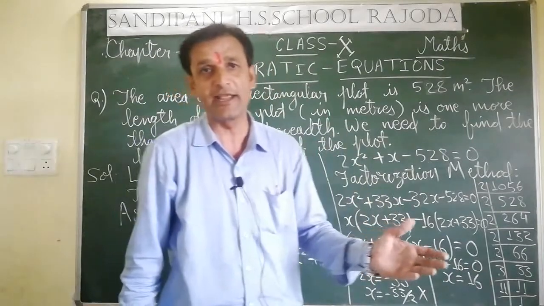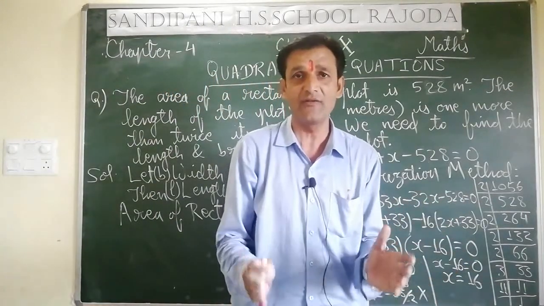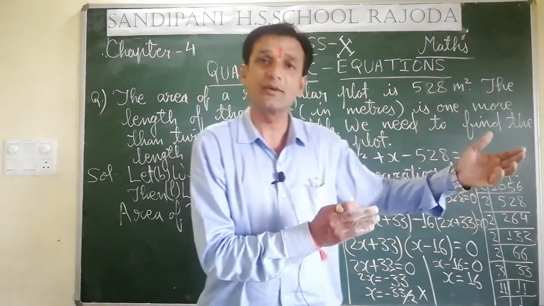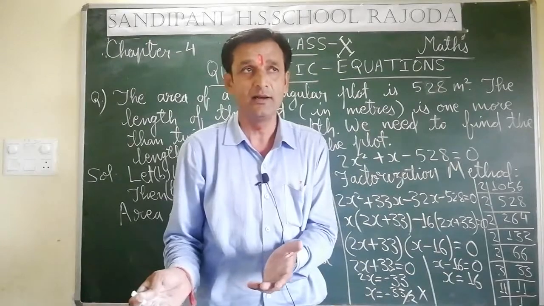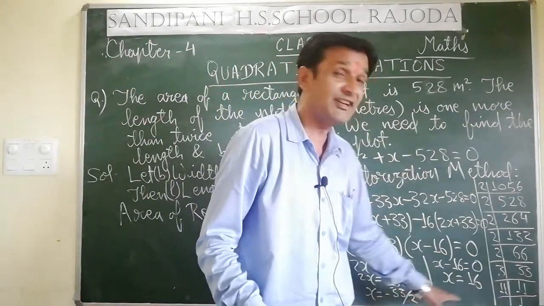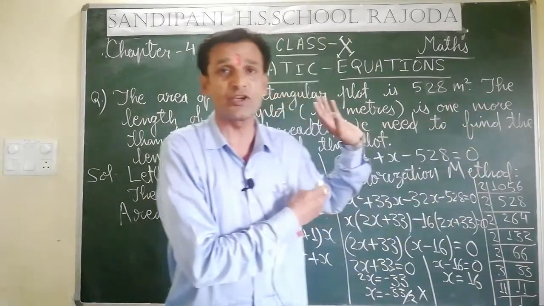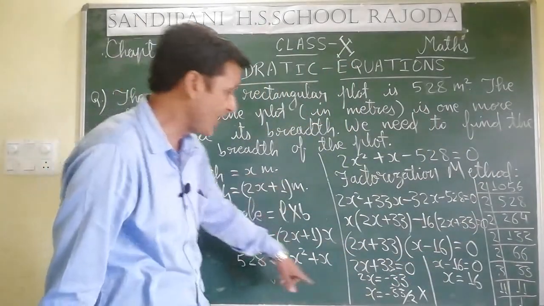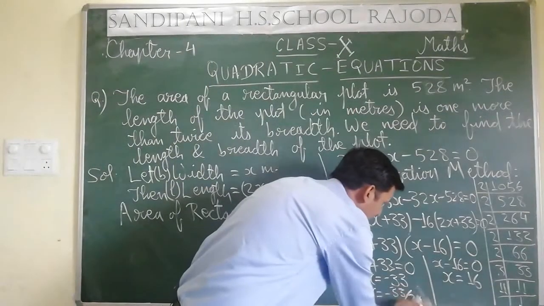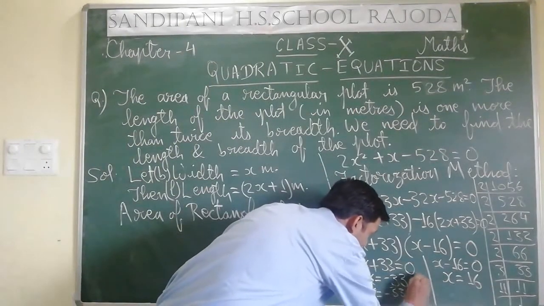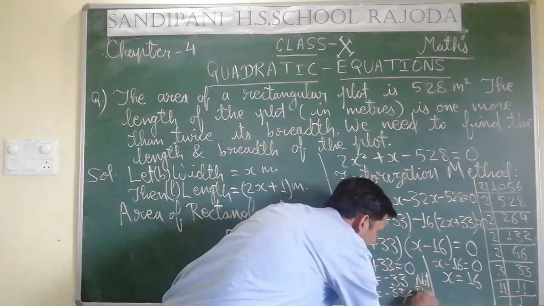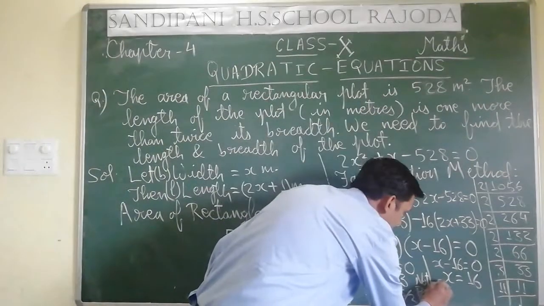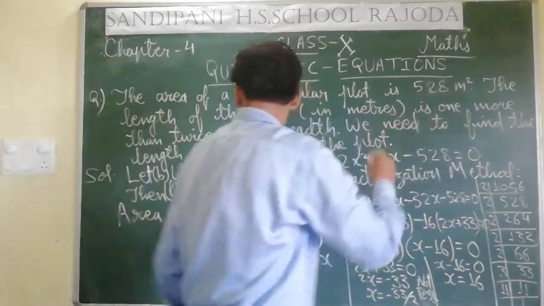I have already told you that after solving the quadratic equation we will get two values of that particular variable. Maybe those two values are equal, maybe they are unequal, and maybe one is considered and one not considered according to the question, because it depends on the question only. Because width can't be negative, that's why we have not considered this value. We may write here not possible. So x is equal to 16 is width.